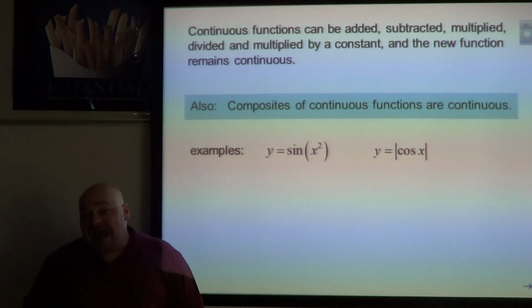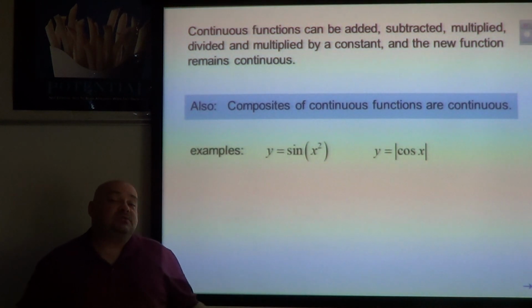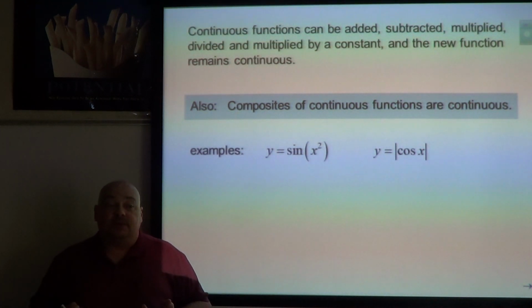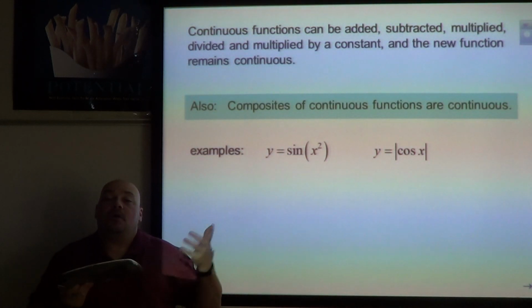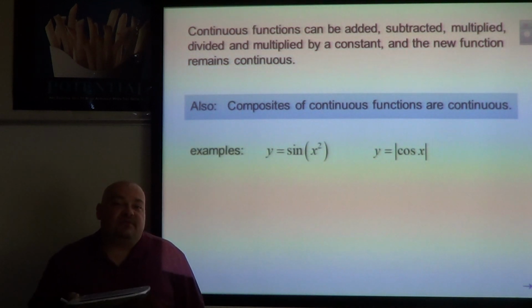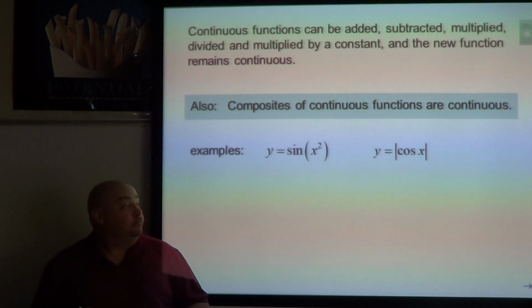And the same thing over there with the absolute value of cosine x. Even with the absolute value, we still know that the absolute value is continuous. Cosine, also continuous for all real numbers. Therefore, when we do the composite of that and plug cosine into the absolute value, it's going to be continuous as well.